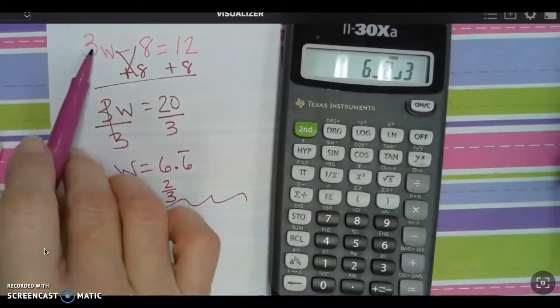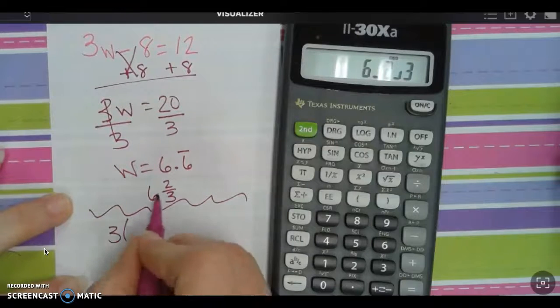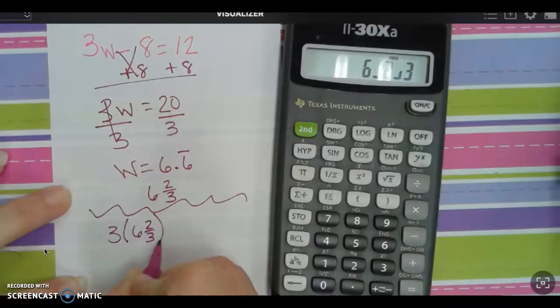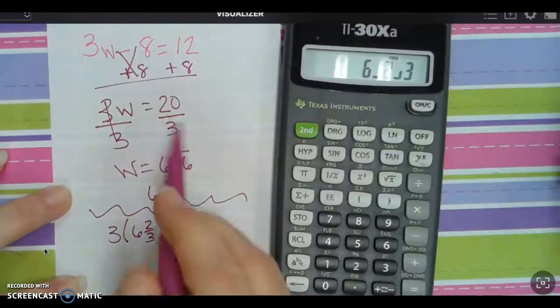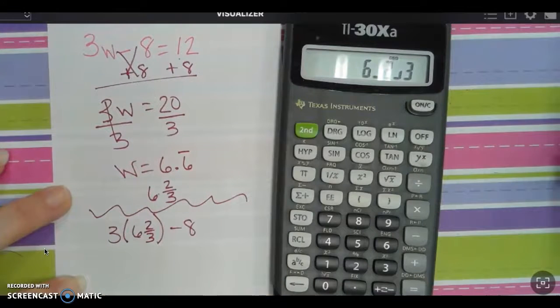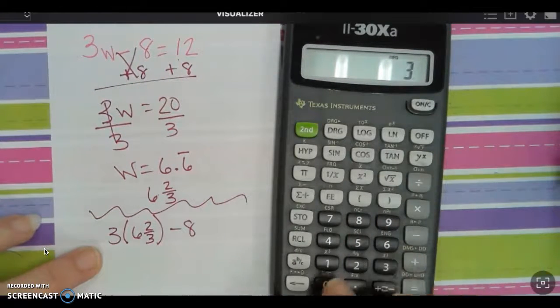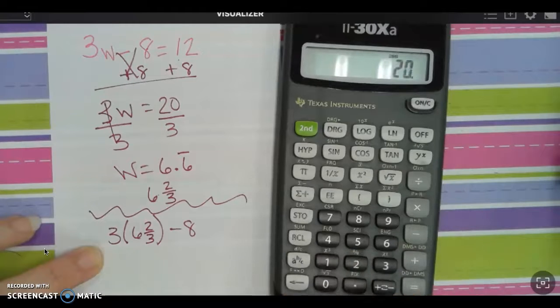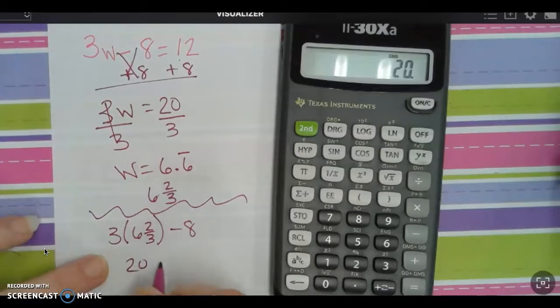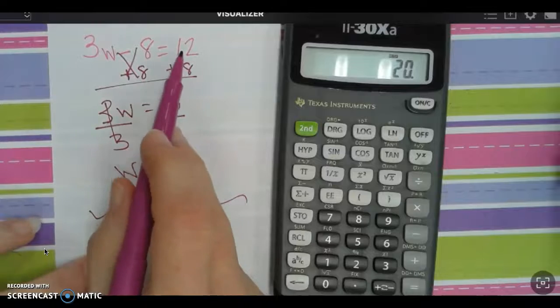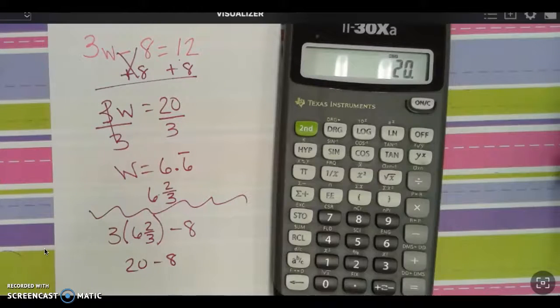So when we were checking it, 3 times, and I'm going to put 6 2/3, and then minus 8. And I hope and pray that gives me 12. If it doesn't give me 12, that just means I need to try again because I made a careless mistake somewhere. So if we punch this in, 3 times 6 2/3 and hit equals, that gives us 20. And then 20 minus 8 is going to give us that 12 that we're looking for. So we know we got it right. If the answer is not a pretty little whole number, that doesn't mean it's wrong. You can still check it.